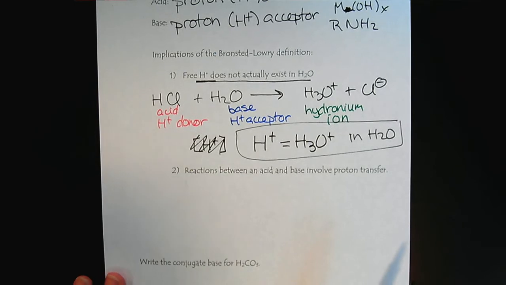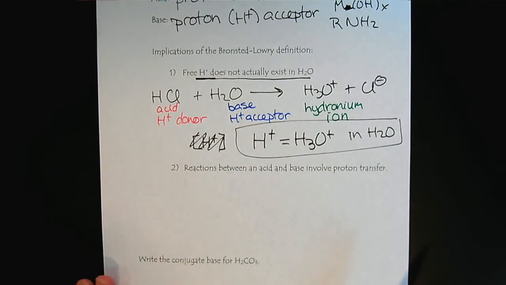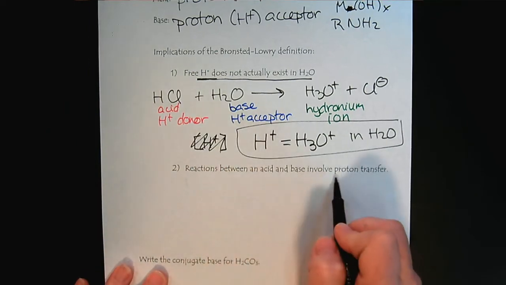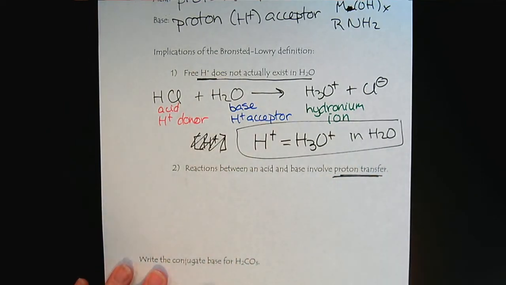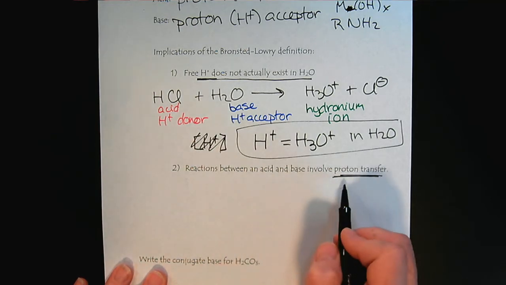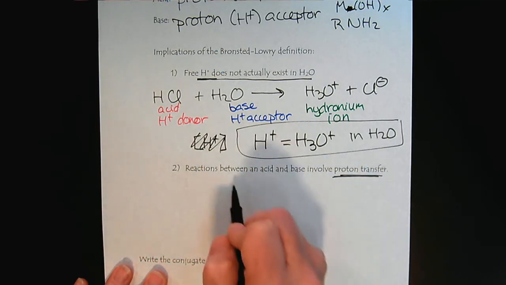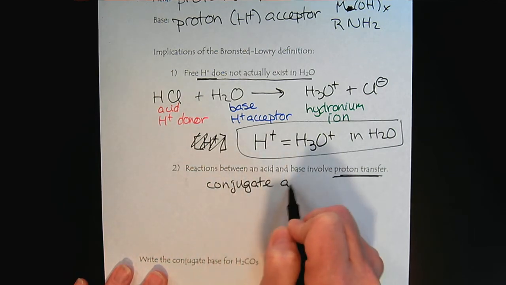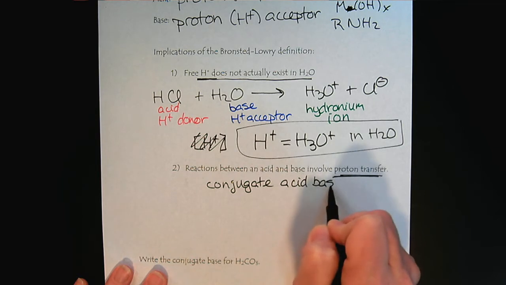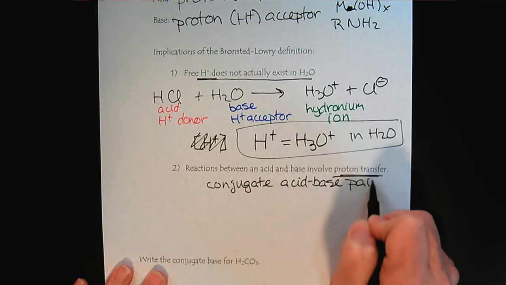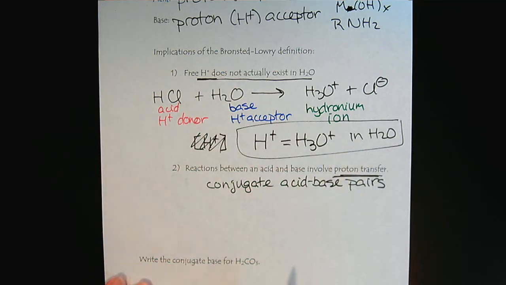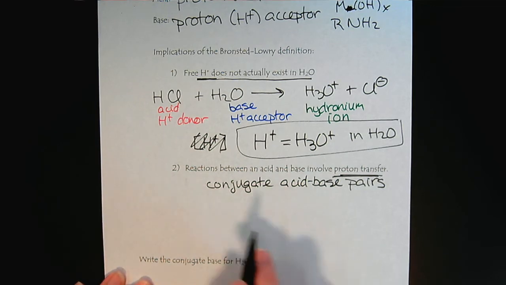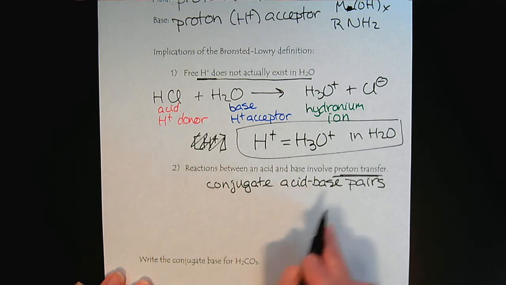So the second implication of the Bronsted-Lowry definition of acids and bases is this whole idea of proton transfer. And this idea of proton transfer creates the idea of conjugate acid-base pairs. All right, so conjugate acid-base pairs are chemical species that differ by one proton.